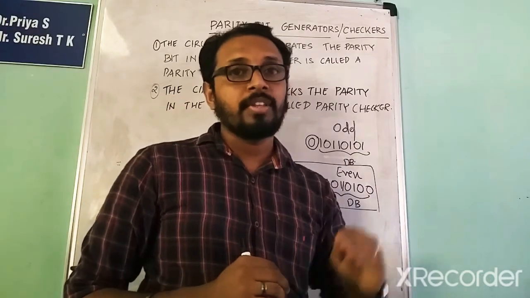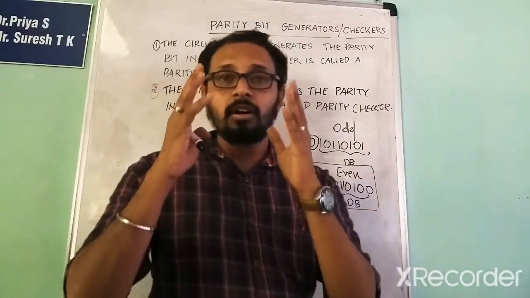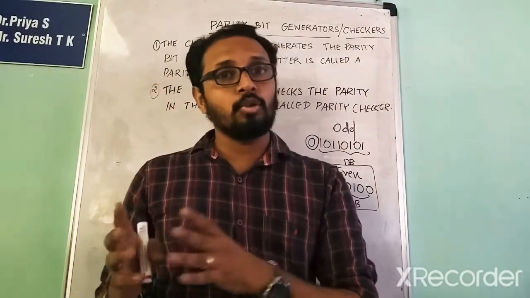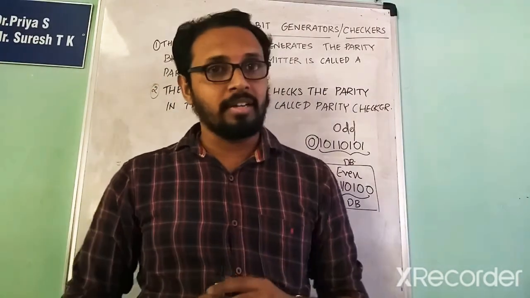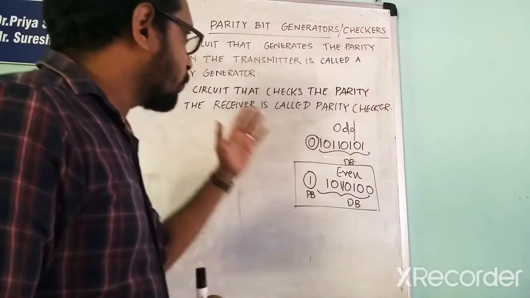So the thing we need to think about is that if even parity bit generation is taken into consideration, the number of ones including the parity bit should be even for even parity, and odd for odd parity. Clear? Please go through it.